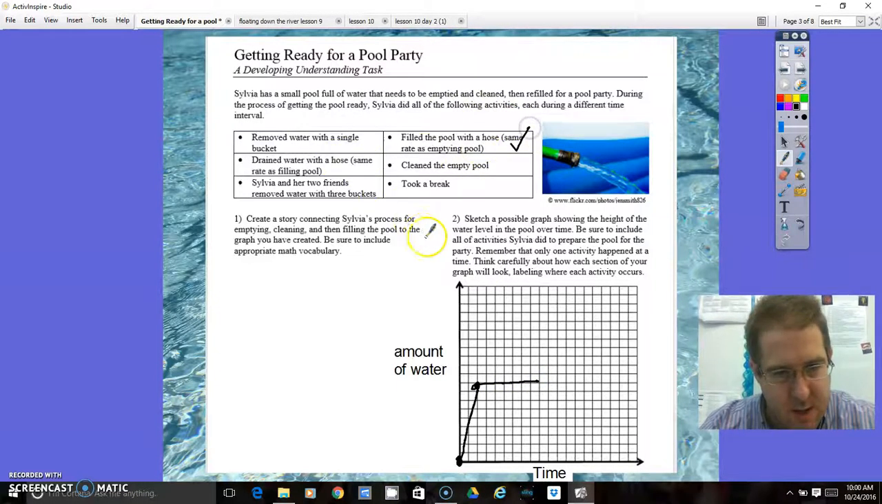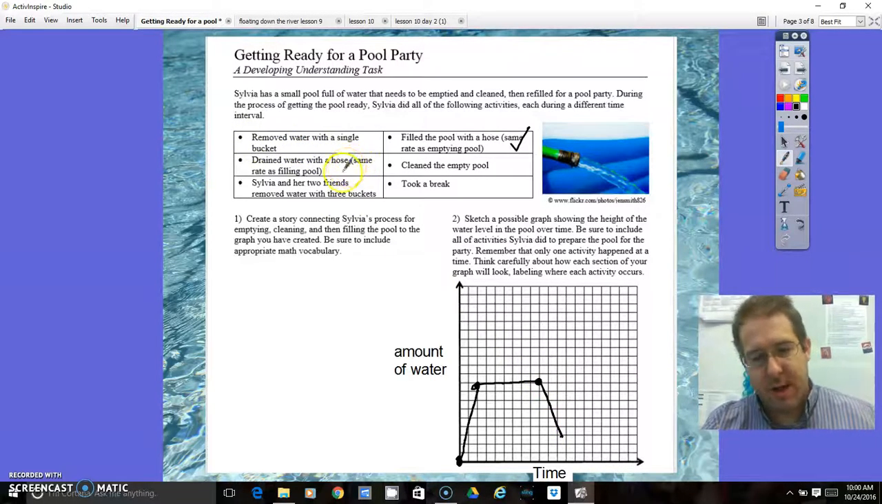So she filled it up. Then they played, which isn't one of the activities. And then they're going to use the draining hose, which is going to decrease at the same rate that the other one increased. But the problem is when you use a hose, you can only get so much water out. You can't get all of it. So then they're going to use the buckets.